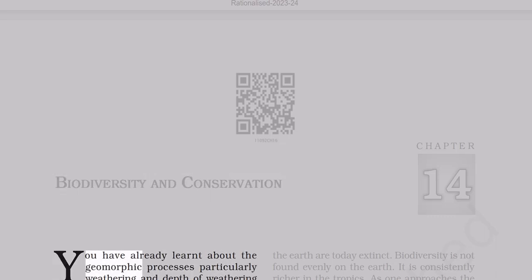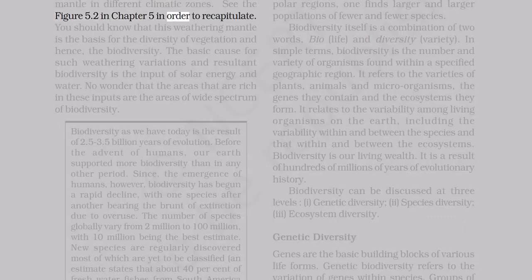You have already learned about the geomorphic processes, particularly weathering and depth of weathering mantle in different climatic zones. See figure 5.2 in chapter 5 in order to recapitulate. You should know that this weathering mantle is the basis for the diversity of vegetation and hence, the biodiversity. The basic cause for such weathering variations and resultant biodiversity is the input of solar energy and water. No wonder that the areas that are rich in these inputs are the areas of wide spectrum of biodiversity.